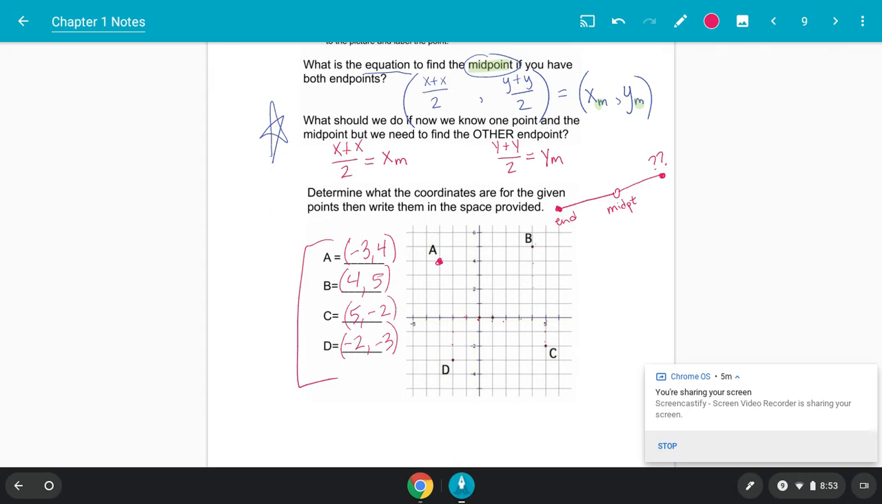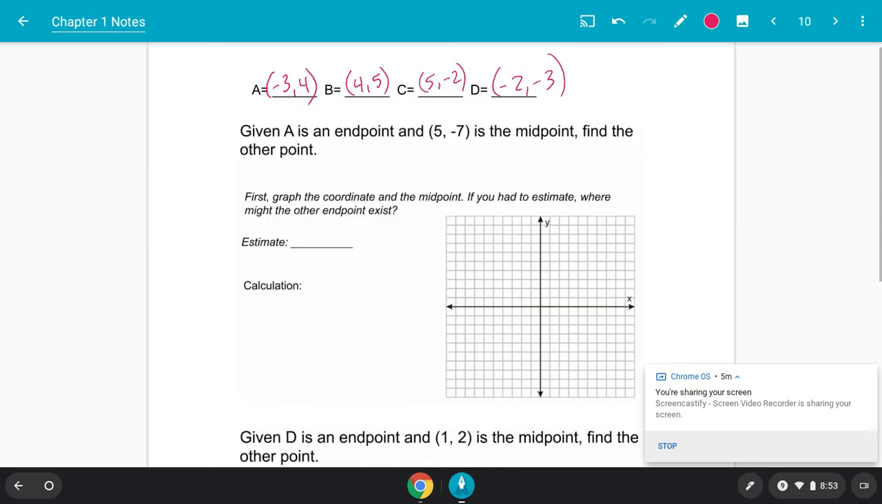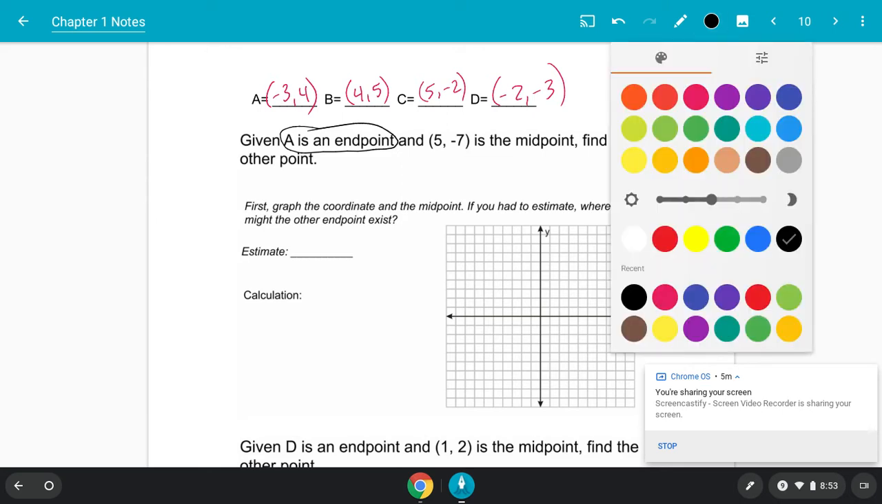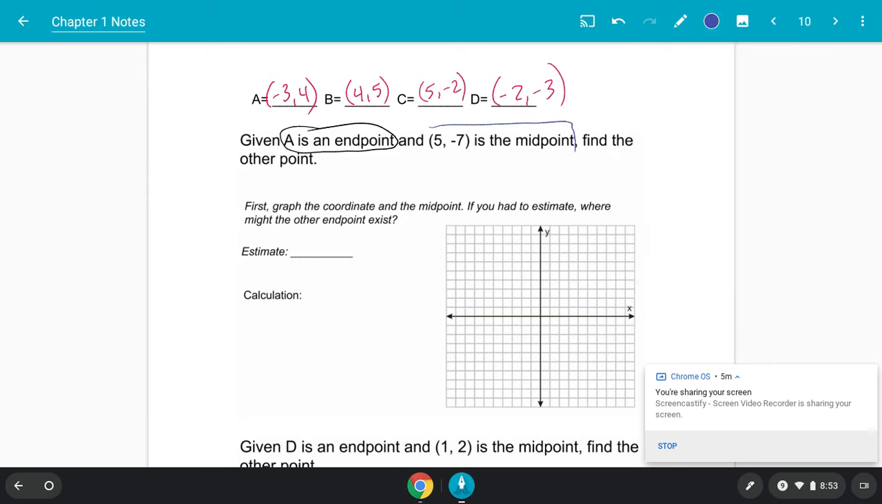So on the next page, I have copied those coordinates up at the top. So what this says is, given A is an endpoint. Okay, A is an endpoint. And 5, -7 is the midpoint. Find the other point. So I'm going to graph this quickly.